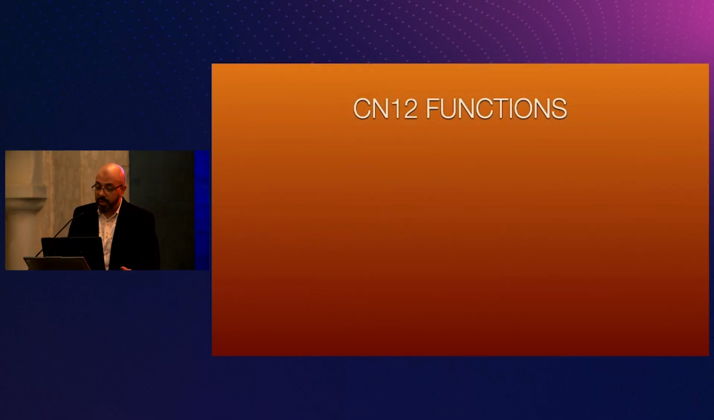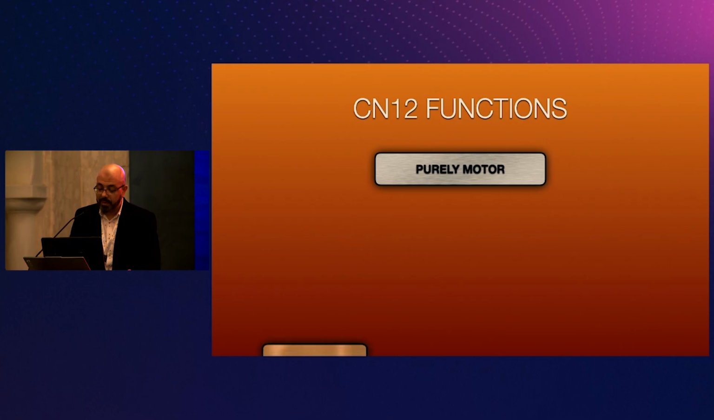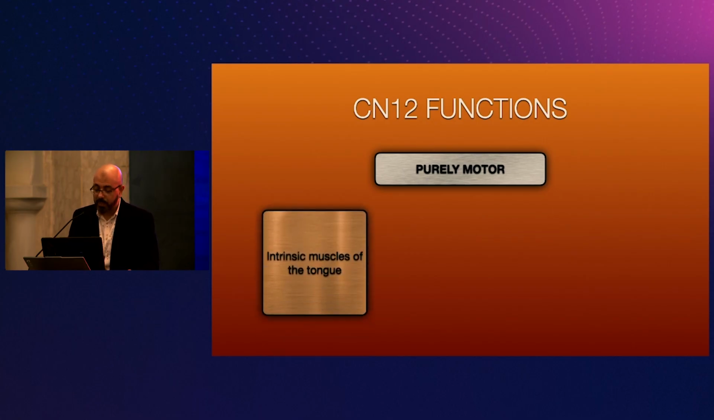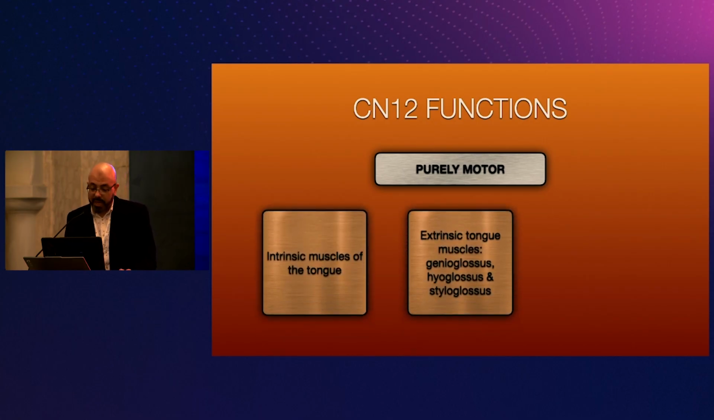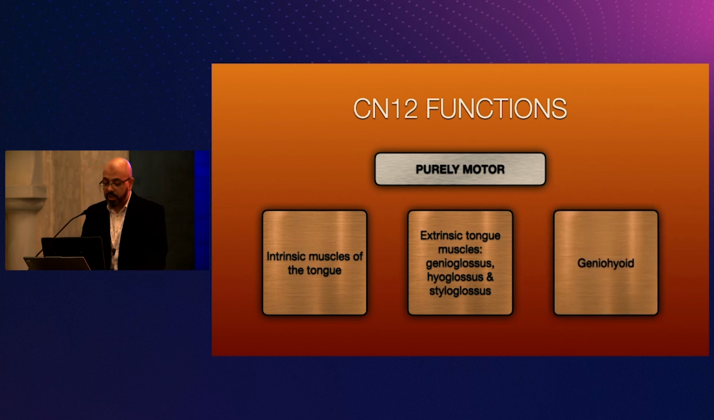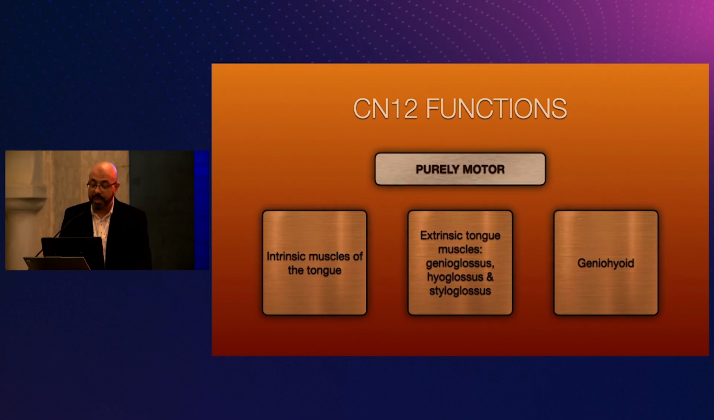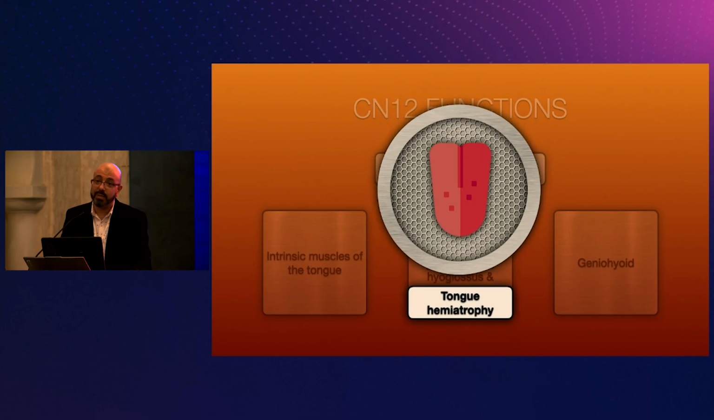It is a purely motor nerve. It supplies all of the intrinsic tongue muscles, and 3 out of 4 of the extrinsic tongue muscles, which are the genioglossus, hyoglossus, and styloglossus, and also the geniohyoid muscle. If anything goes wrong, the clue on your CT or MRI will be hemiatrophy of the tongue, because it supplies the ipsilateral tongue muscles. So you'll find a sharply demarcated border between the atrophic, symptomatic side and the normal side.